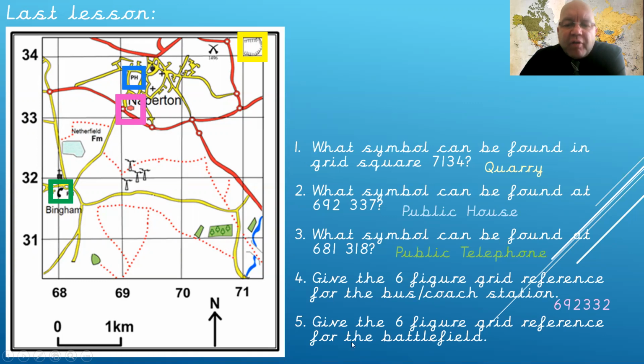And number 5, six-figure grid reference for the battlefield. Well, there's the battlefield, the two crossed swords. So our easting number is going to be 70, and it's pretty much in the middle, 705. And then our northing is going to be 3, 4, what do we think? 2, 3, somewhere like that. Let's say 705 and 342. But again, if you're one either side, so 704 or 706, 341 or 343, I think you've done really, really well. Okay, so there are your answers for that particular task.